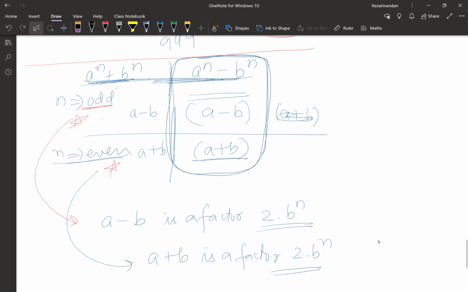Is this clear, guys? This will help you in solving a lot of questions. Like, for example, let's take a small question: 11 raised to 103 plus 14 raised to 103, and I'm giving the options as well. It will be a multiple of which numbers?